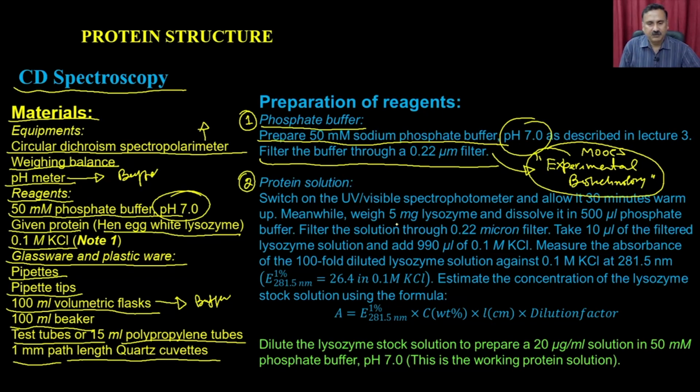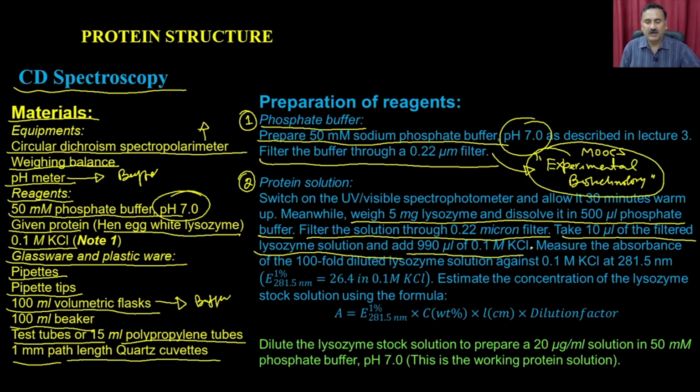So you can weigh 5 milligrams of lysozyme and dissolve it into 500 microliter phosphate buffer. Filter the solution through the 0.22 micron filter. Take 10 microliter of the filtered lysozyme solution and add 990 microliter of 0.1 molar KCl. Measure the absorbance of the 100-fold diluted lysozyme against 0.1 molar KCl. So that is going to tell you the concentration of the protein.